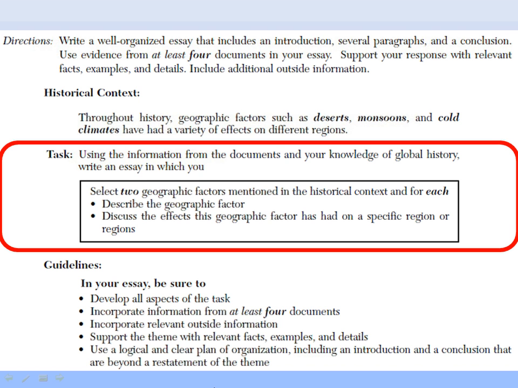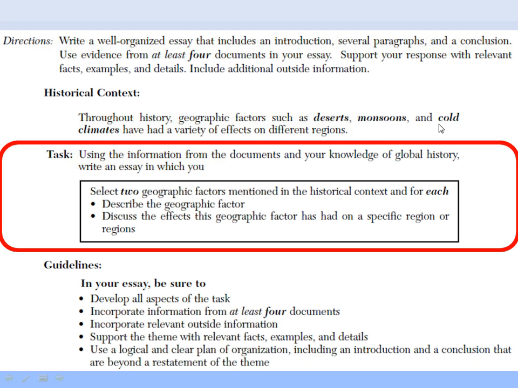It says, using the information from the documents and your knowledge of global history, write an essay in which you, okay, and here it is in bold, in the bold box here so you don't miss it. Select 2 geographic factors mentioned in the historical context, and for each, describe the geographic factor. Discuss the effects this geographic factor has had on a specific region or regions.